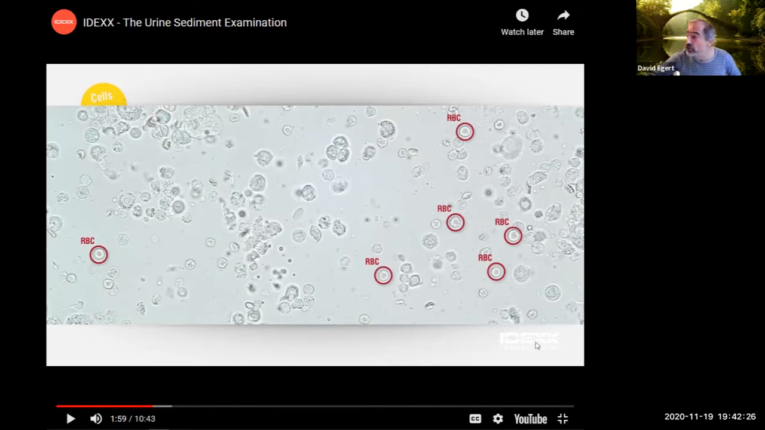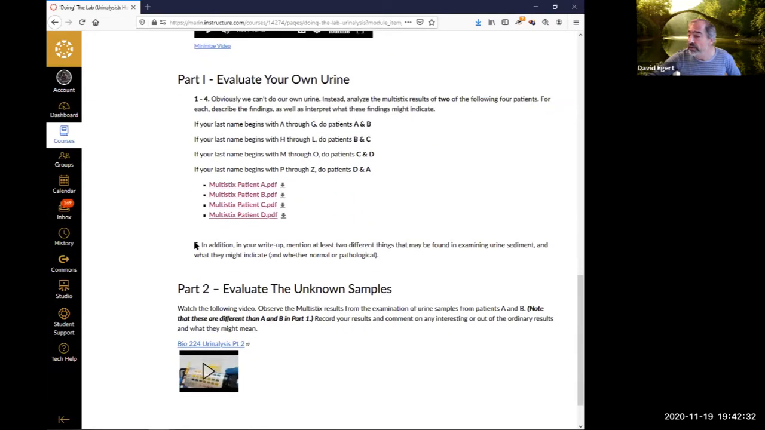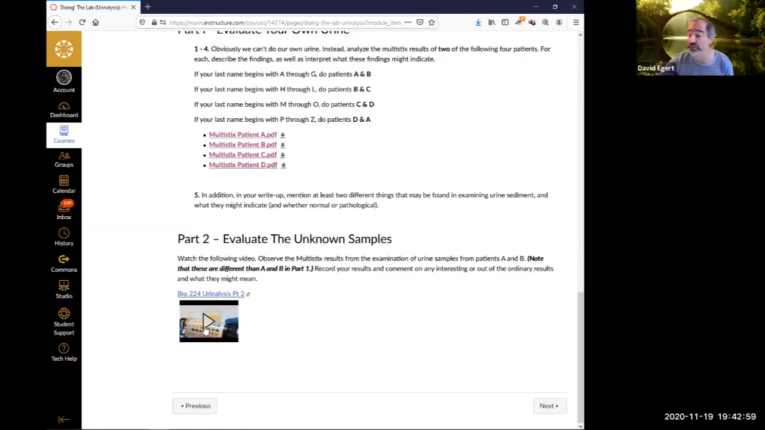And what I've asked you to do in the write-up here: in addition, in your write-up, mention at least 2 different things that may be found in examining the urine sediment and what they might indicate. So when you're writing it up, I want you to spend a little bit of time getting a sense of what kind of things you find and what they mean. You can find that both through the lab manual and also through the little video. And if you search on YouTube, there's lots more stuff on sediment analysis.